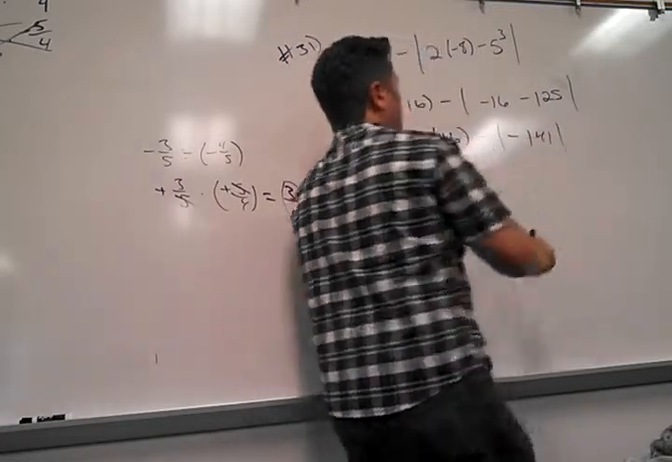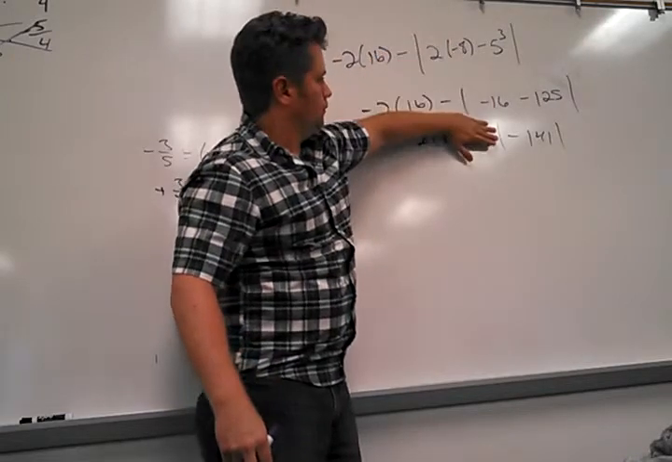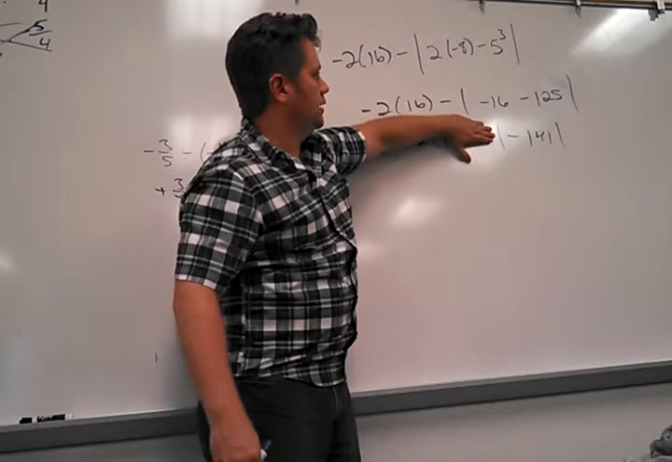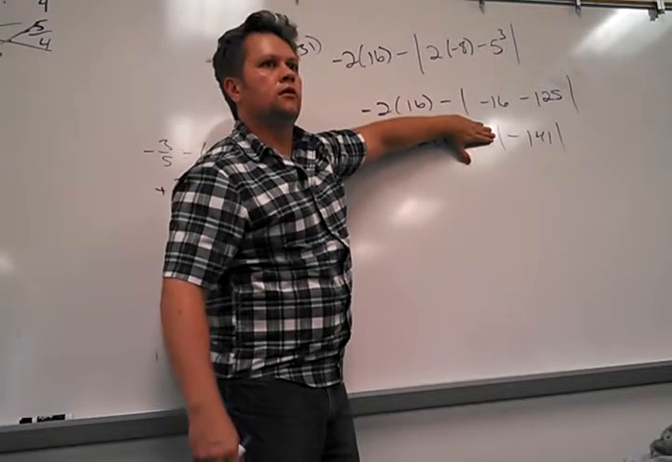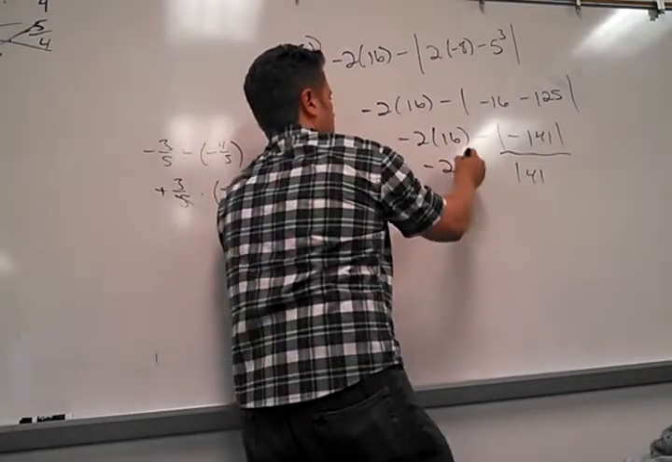But negative 141, what is absolute value? So here's what you do. The next thing I have to do is that absolute value. So cover this, that's going to stay the same. What is the absolute value of negative 141? 141. So that becomes 141, and all that is still there.